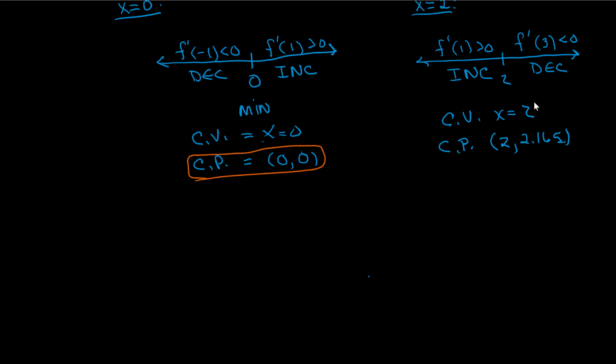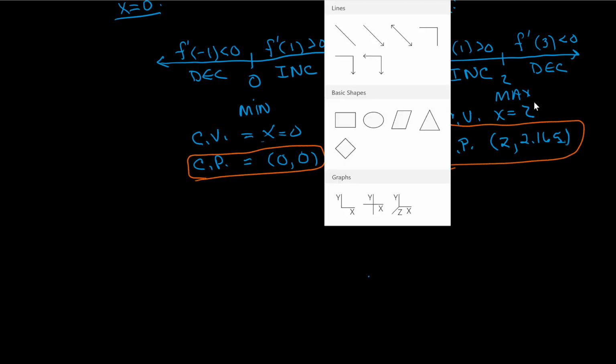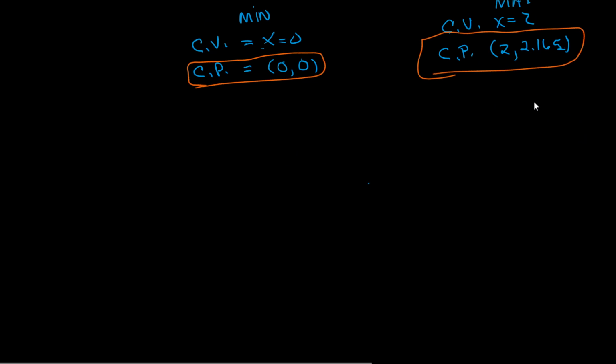Now, with this information, I know that I have here a maximum at 2, a minimum at 0, and I can go use this data and take a shot at sketching out a graph.